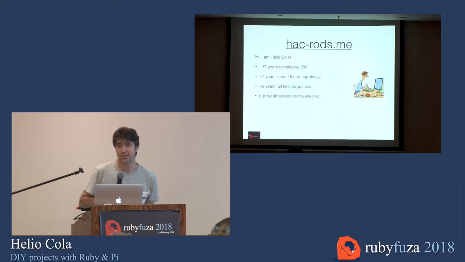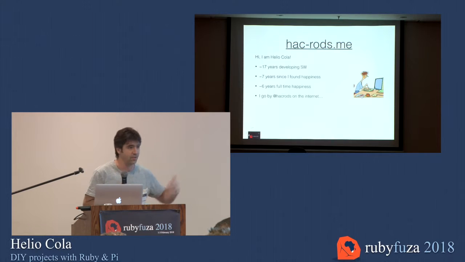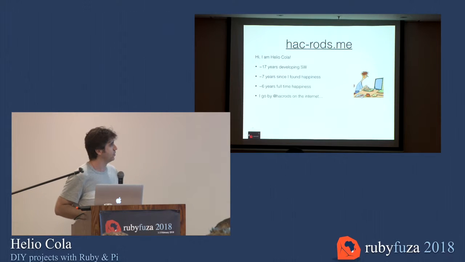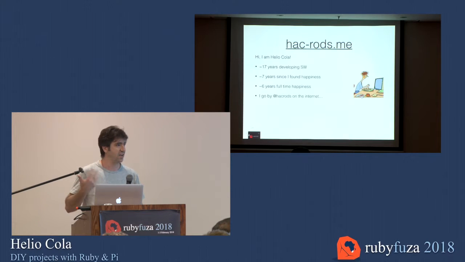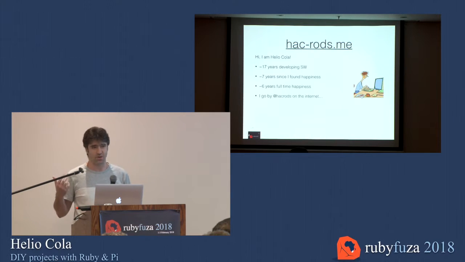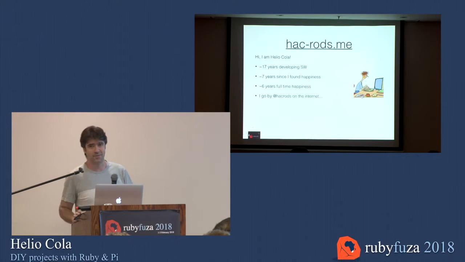So for those of you who don't know me, I'm Helio Cola. I've been doing software development for about 17 years, so I'm kind of getting old. I've been doing Ruby on Rails for about 6-7 years. My daily job is Ruby on Rails stuff, and after I get back home and I get done with wife and kids, I go poke around Raspberry Pis.